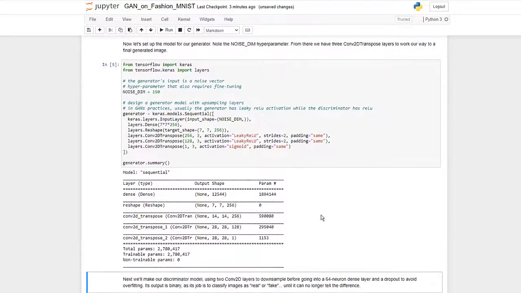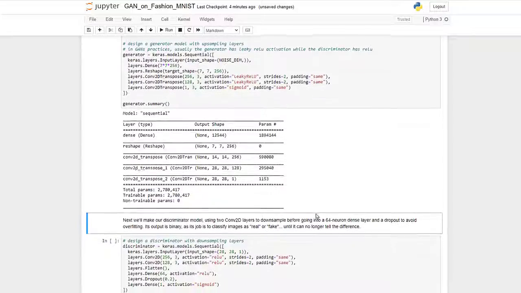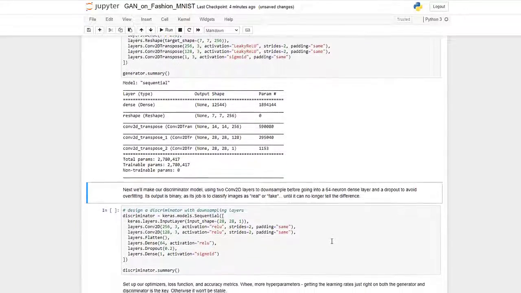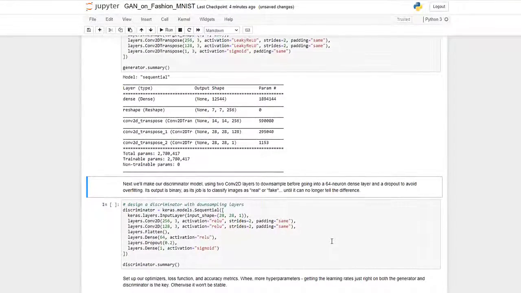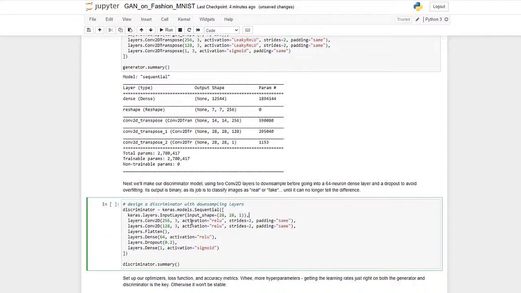Yep, looks sane to me. Next, we'll make our discriminator model. And again, this looks a lot like the encoder from the VAE, right? So what we're taking here as input is a 28 by 28 by 1 image, 28 by 28 pixels, 1 channel of color, grayscale. Feed that into a 256 element convolutional 2D layer, then to 128, and we'll flatten that down to a dense layer of just 64 neurons.